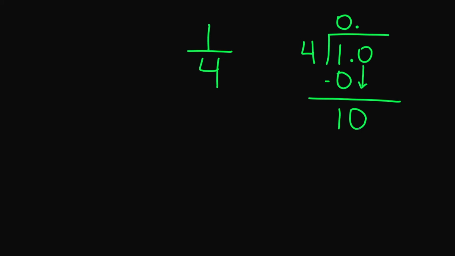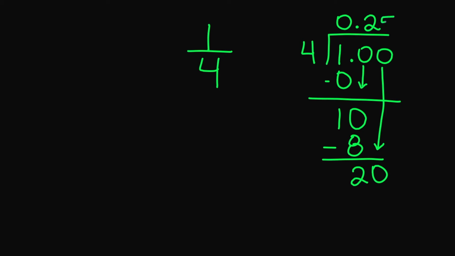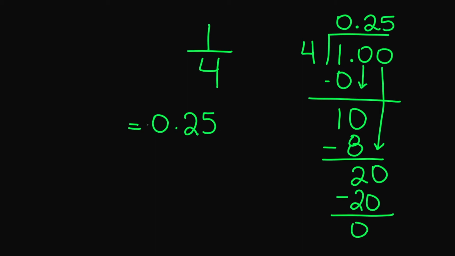So 4 goes into 10 now how many times? It goes in 2 times. 4 times 2 is 8. 10 minus 8 is going to equal 2. I'm going to bring down my 0 here. 4 goes into 20 how many times? It goes in 5 times. 4 times 5 is 20. 20 minus 20 is 0. So your answer here is going to be 0.25.